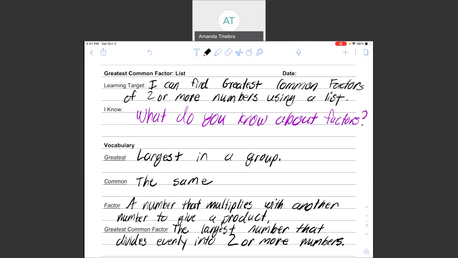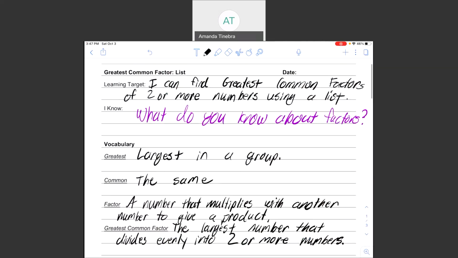We're talking about greatest common factors with a list. So to start, please make sure that you have written down our learning target. Our learning target today is I can find greatest common factors of two or more numbers using a list. Please make sure you write down the date. Write down your I know.